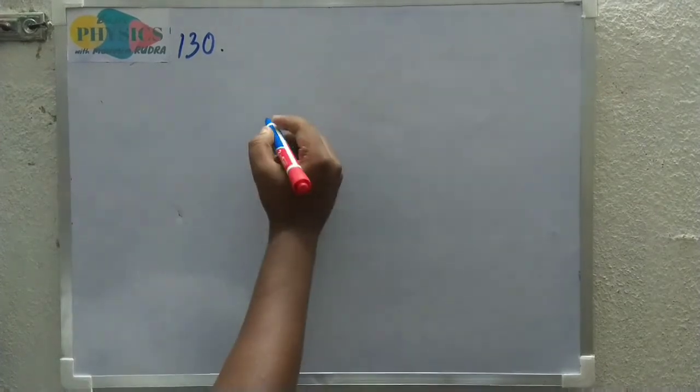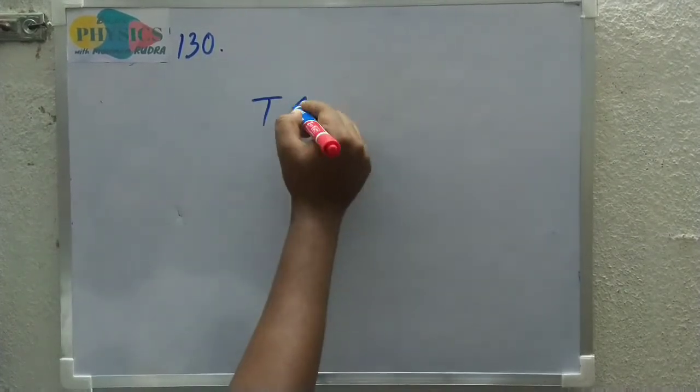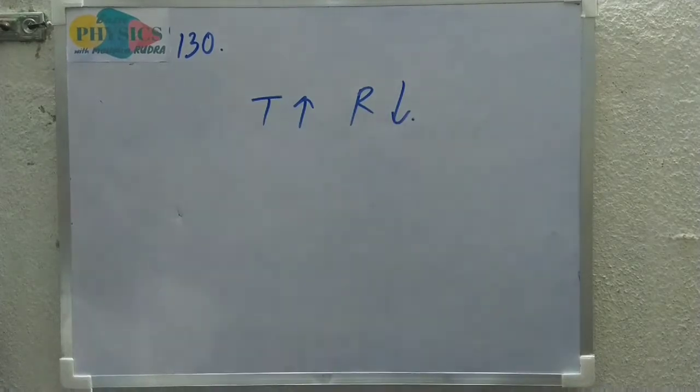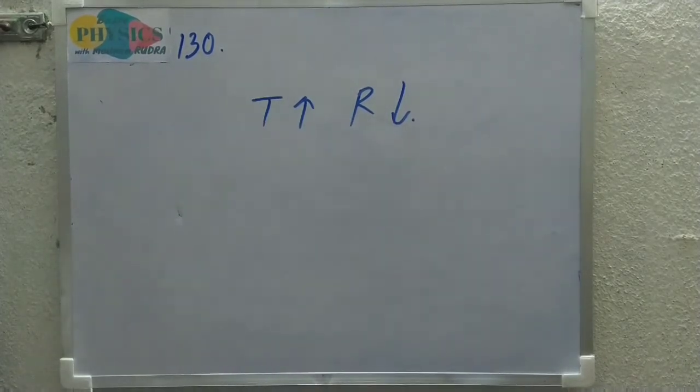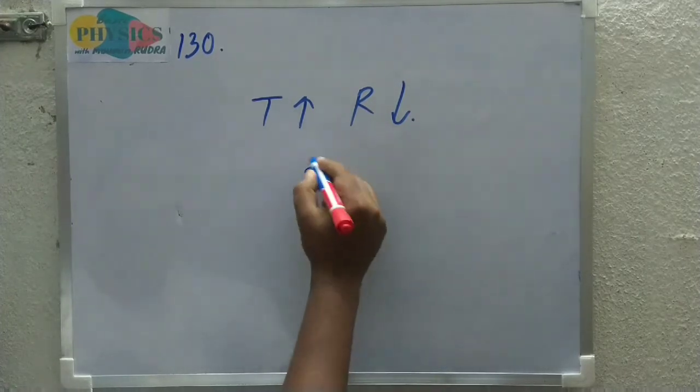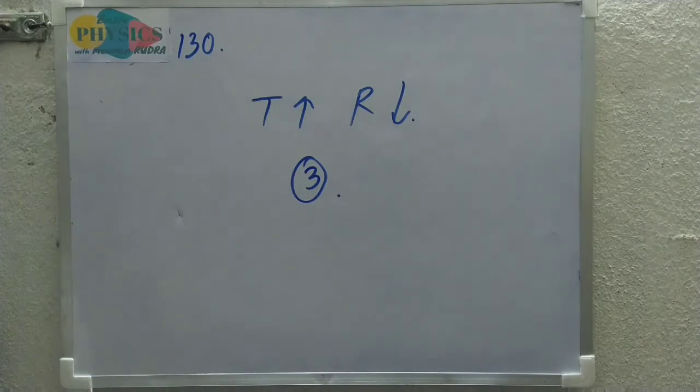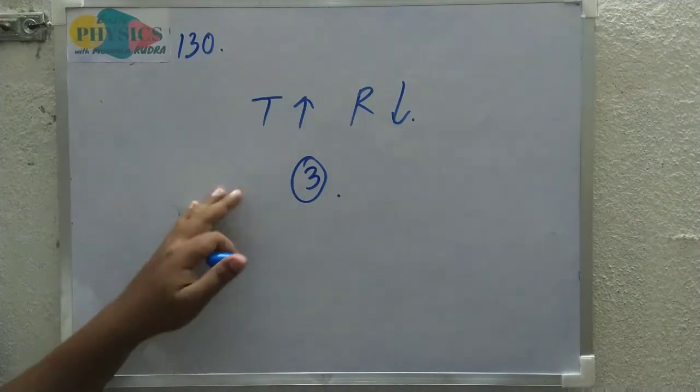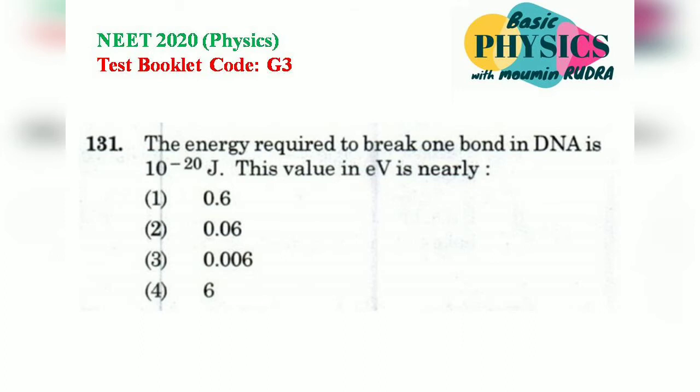So question number 130. The solid which has a negative temperature coefficient of resistance. Negative temperature coefficient of resistance means when temperature is increased, resistance is decreased. So from the options, 2 is also correct, 1 is also correct, and 3, for insulator and semiconductor, is correct. We have to choose only one, so we choose option 3 as the right answer, which is true for both insulator and semiconductor.